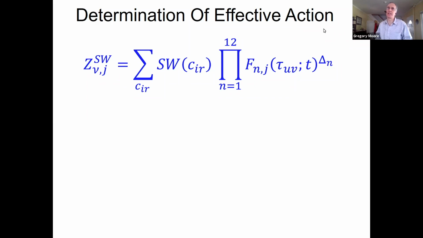It's really a spin C connection, but loosely speaking, we can think of it as a U1 gauge field, and it has a first Chern class. And we should sum over all the topological sectors of the infrared.